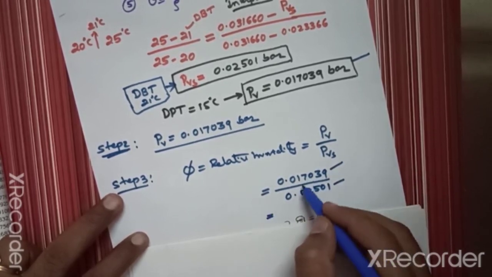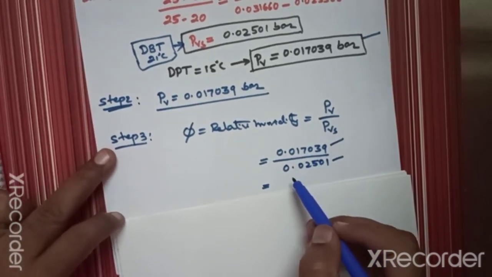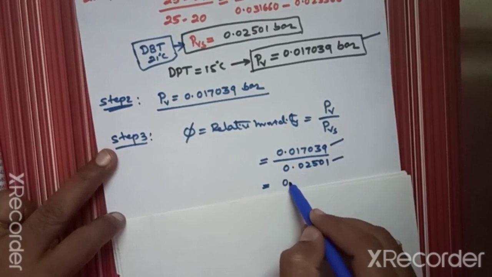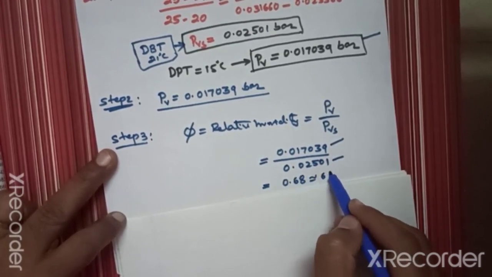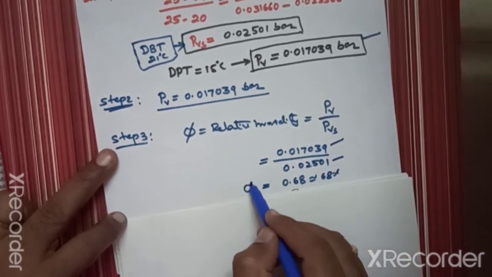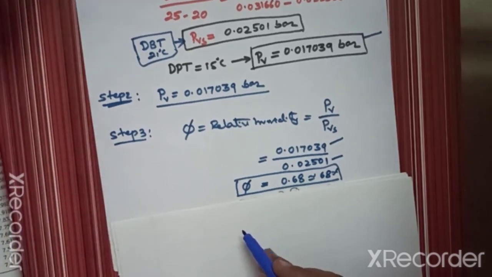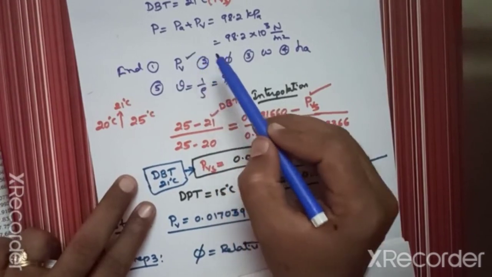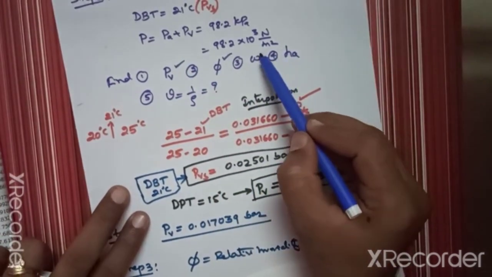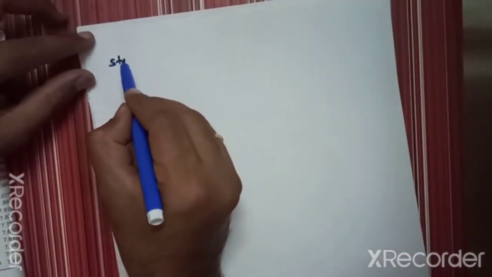Once you do the mathematical calculation in the calculator, you will get the value of phi equal to 0.68. So it is almost equal to 68%. So phi is equal to 68%, that is the relative humidity. Now the third unknown; the first unknown is over, the second unknown also over. Now the third unknown is omega, that is W, moisture content. So step number 3.